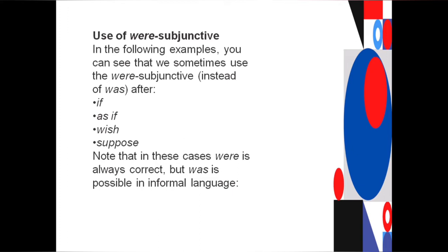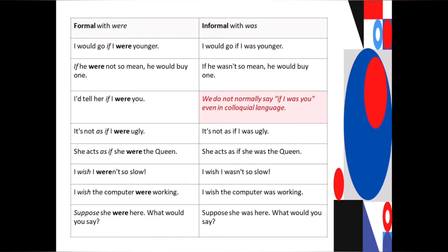What would you do? After these expressions, we're also going to use either were or the verb in the second column, like I wish I had a car, for example. Note that in these cases, were is always correct, but was is possible in informal language. I'll be reading the formal examples and the informal ones. So remember, it's not incorrect to say was, but it's not formal. You're never going to write was if you want to be formal.